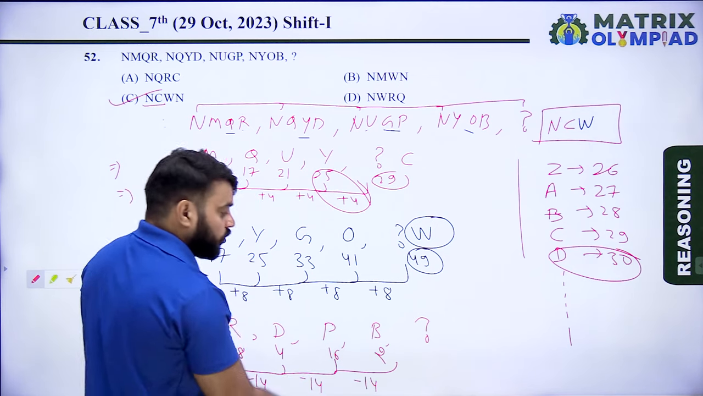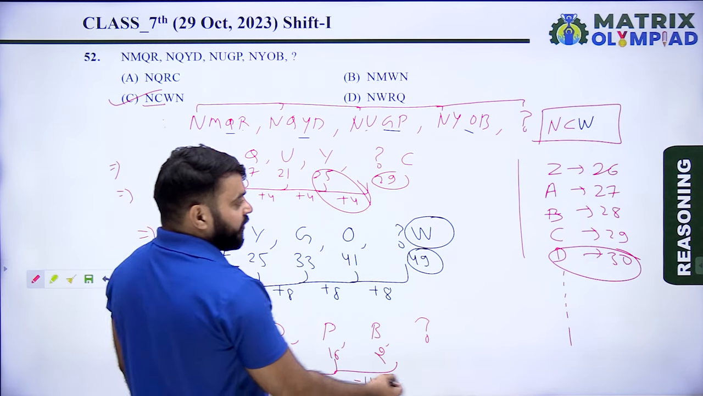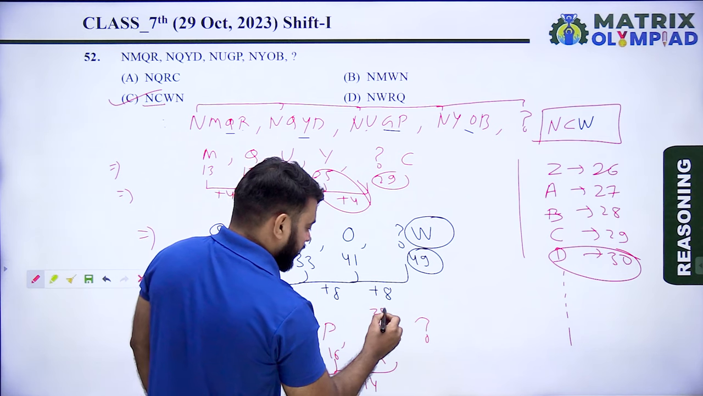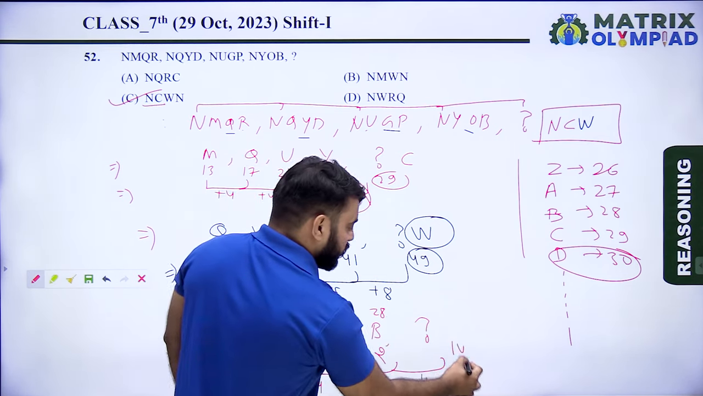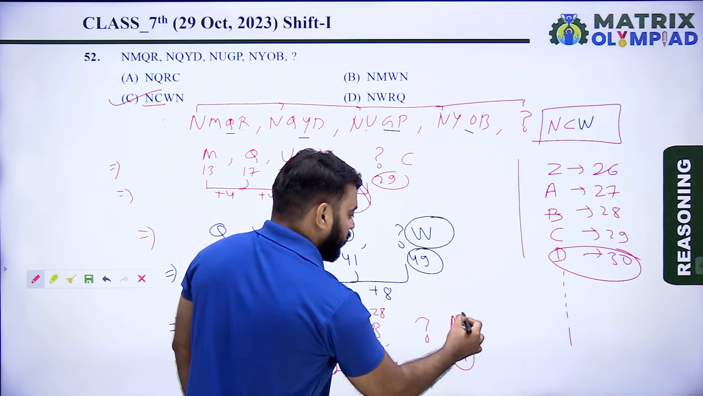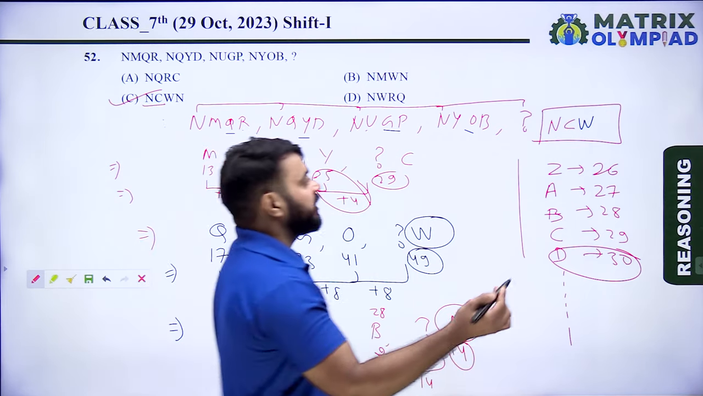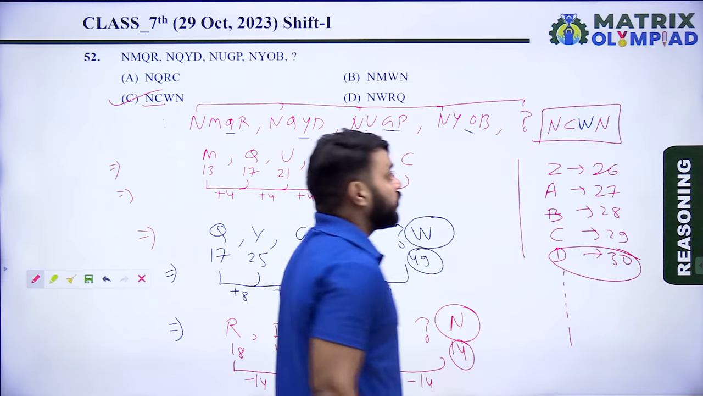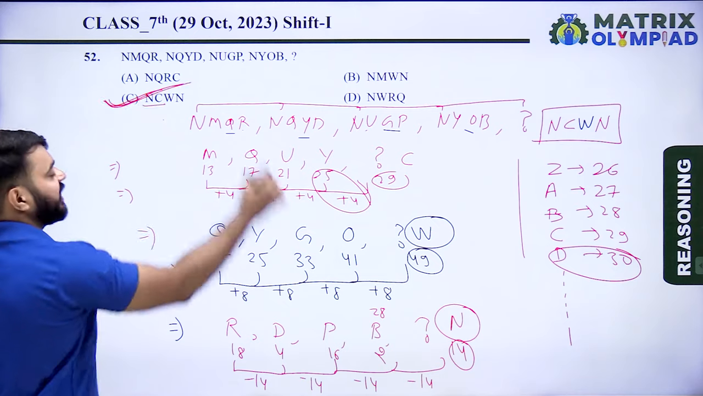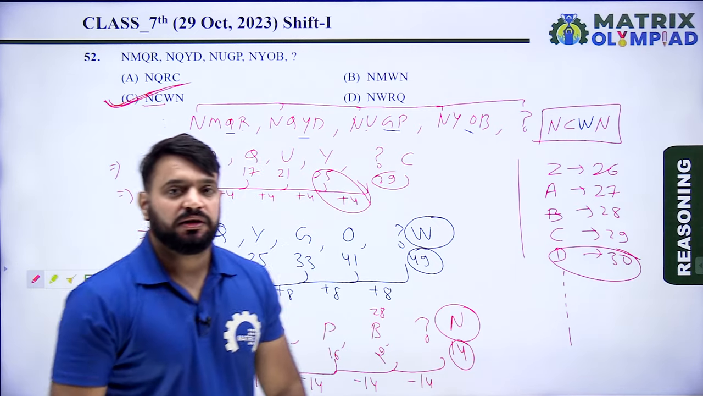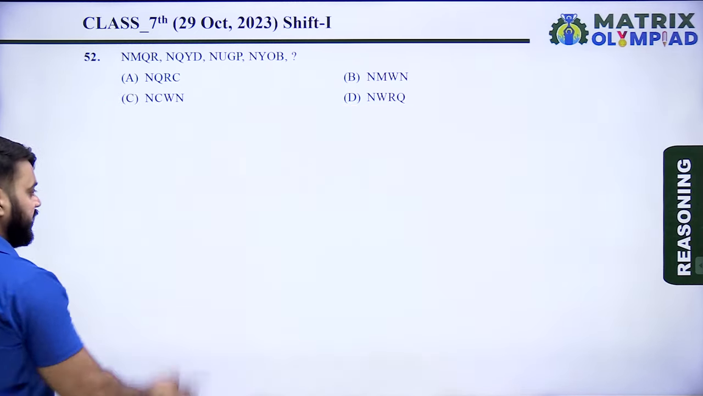2 means B. B is also known as 28. Now 28 minus 14 is 14, and 14 means N. So the fourth alphabet of the missing term is N. So here, option C is the correct answer of this question. Okay, so let's move on to the next question.